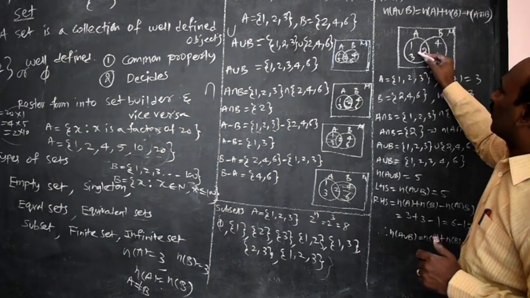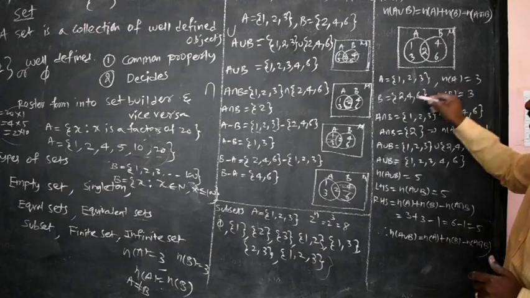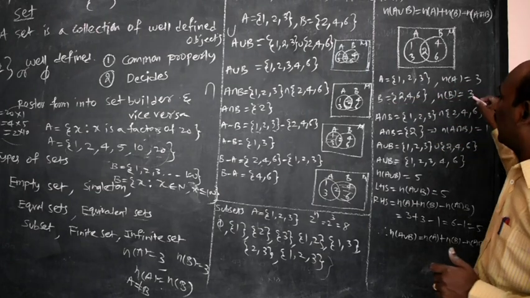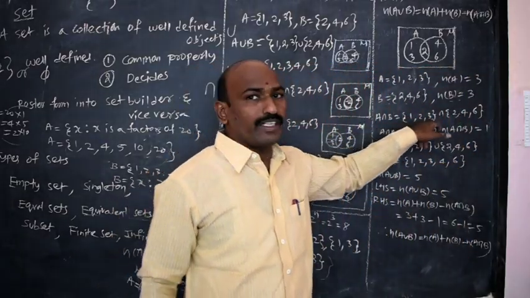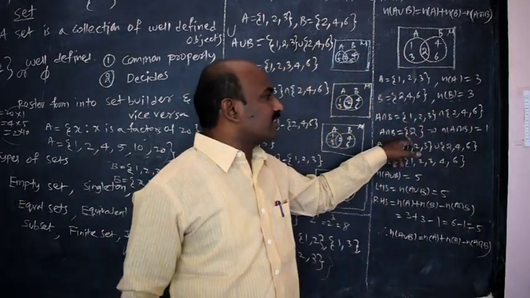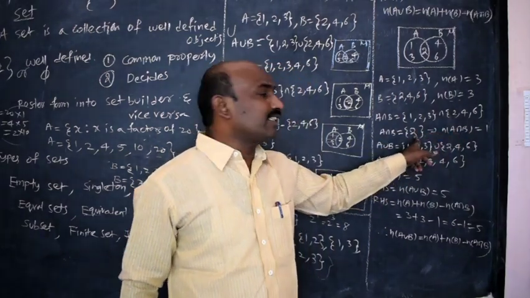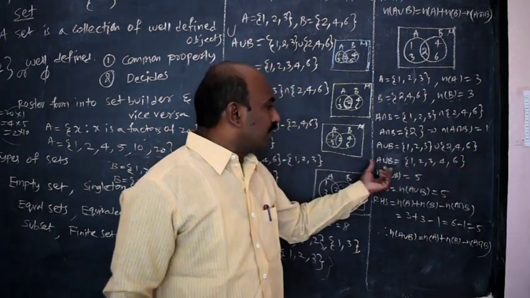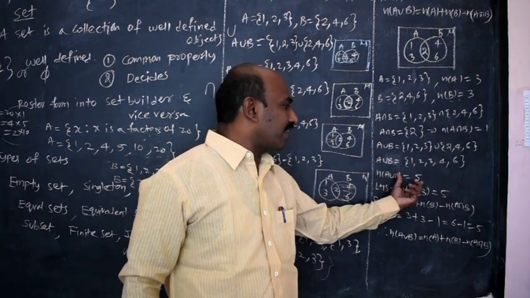Then we can list out: A is 1, 2, 3, the number of elements of A is 3. B is 2, 4, 6, so n of B is 3. A intersection B is 2, so n of A intersection B is 1. A union B is 1, 2, 3, 4, 6, so the number of elements in that set is 5.